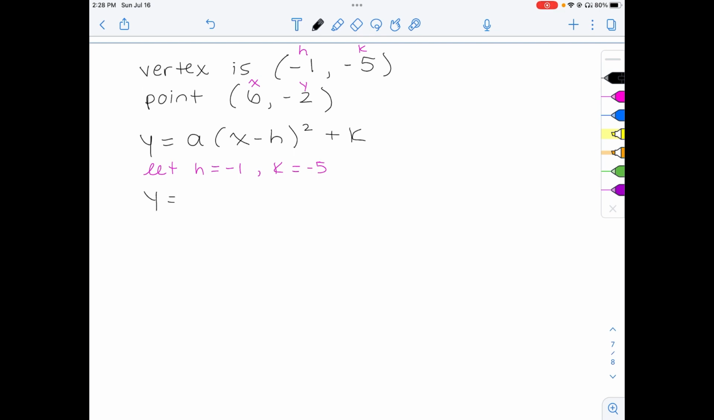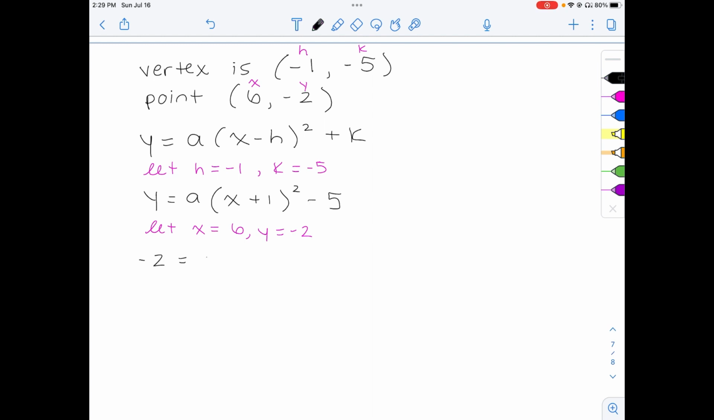So I'll have y equals a(x. So if h is -1, x minus -1 is going to look like a +1 when I put it in. If you're not sure of that, then you're going to show x minus -1, which will become positive. And then my k value is -5, so this is just going to be a -5 here. Okay, you can show that in between step that I showed in the previous example if you get confused about how to put that in. Then I'm going to sub in my x and my y values. So I'm going to let x equal 6, y equal -2.